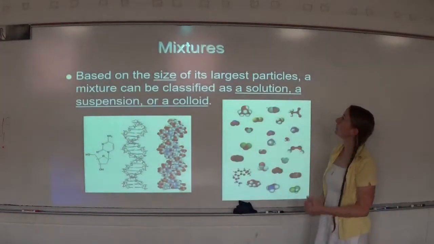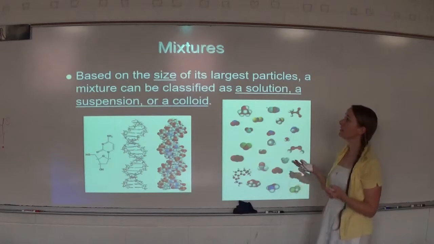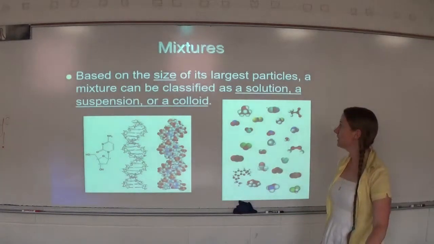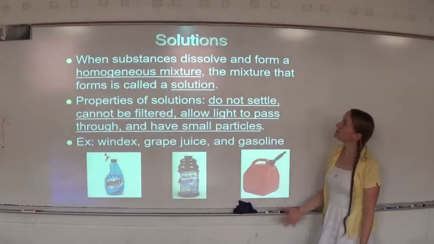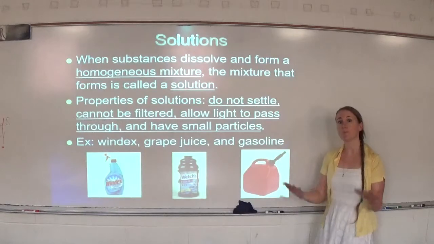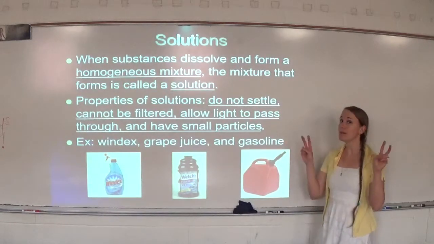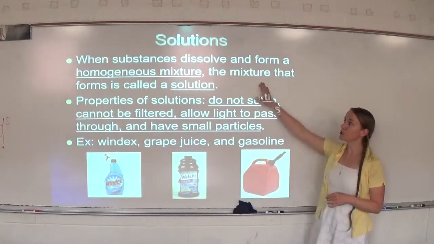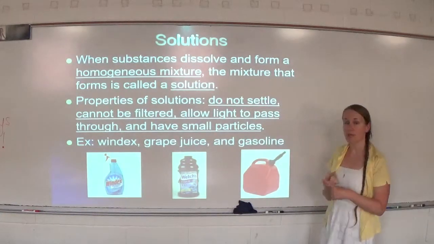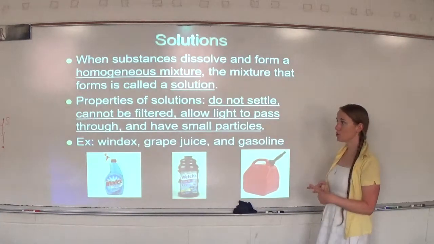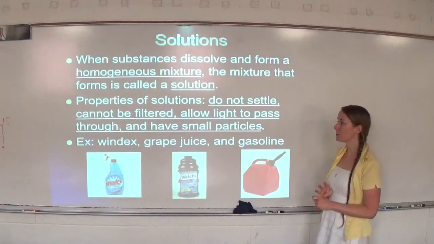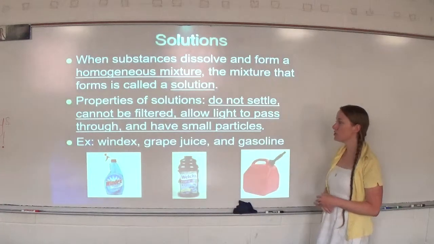Based on the size of the largest particles in a mixture, it can be classified as a solution, a suspension, or a colloid. So let's talk about what those are. When the substances dissolve and form a homogeneous mixture, so remember that's the one where we can't tell the difference, it appears uniform throughout, the mixture forms what we call a solution. Properties of solutions: they do not settle, they cannot be filtered, they allow light to pass through, and they have very small particles. Examples include Windex, grape juice, and gasoline.